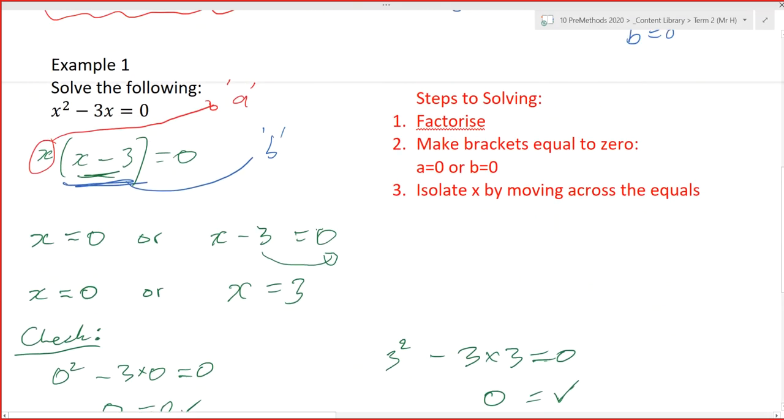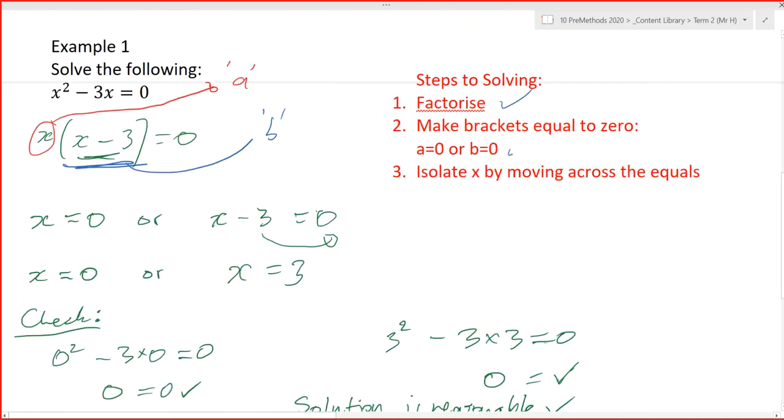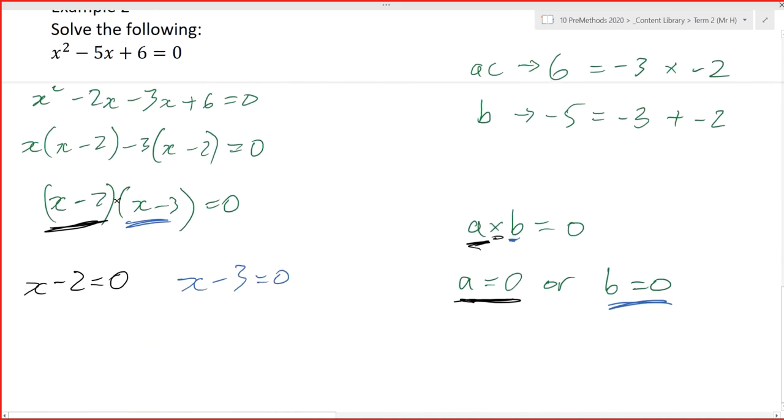So that was step 2, make the brackets equal to 0. I have made the brackets equal to 0. Now I need to isolate x. So what's the first one going to be equal to? x equals 2 because I'm adding 2 to both sides. And what about this one? Adding 3 to both sides. So x equals 2 or x equals 3.